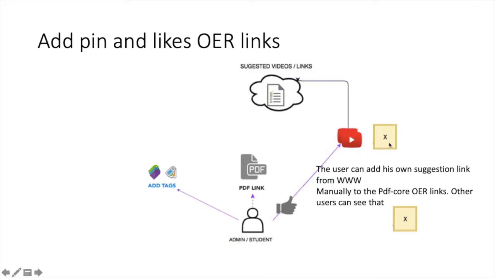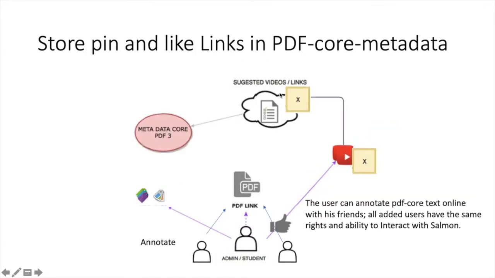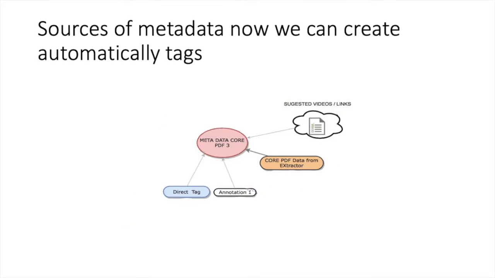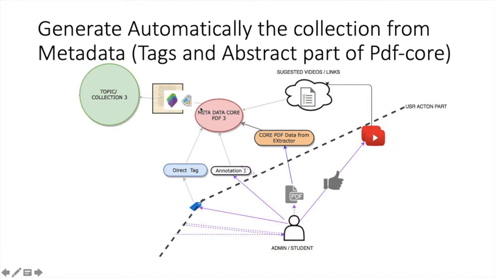After having feedback on these visual cards, we have sorted links here. It also can be part of the metadata of the PDF core. And after that, we will have more specific metadata. And from that metadata, we will extract some tags and description. And as I mentioned, we shape the topic from the tags and the specific part of the text. And by topic, I mean the collection.